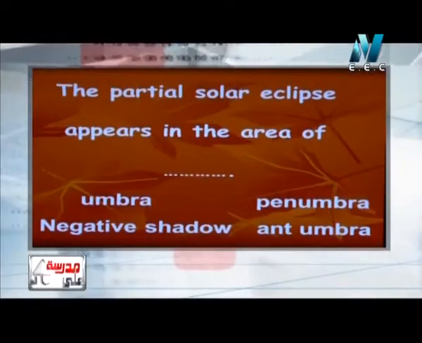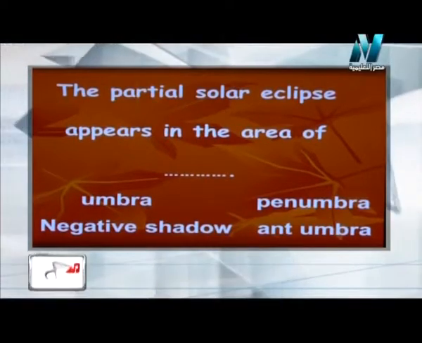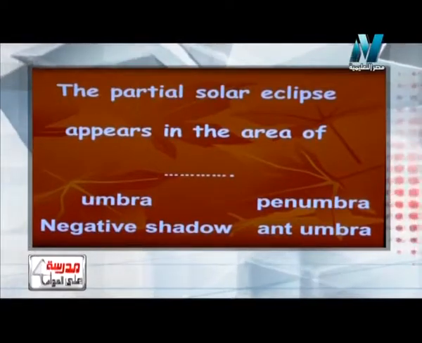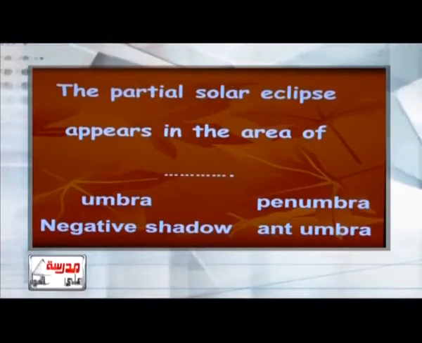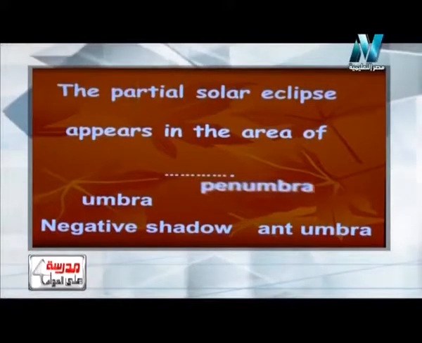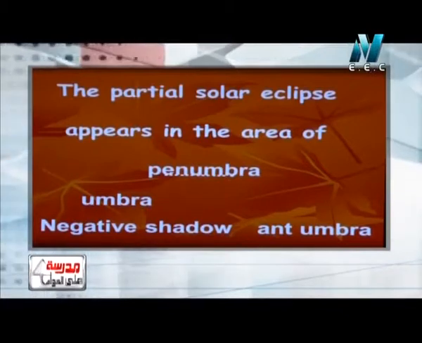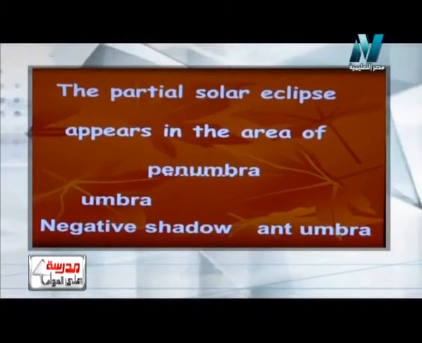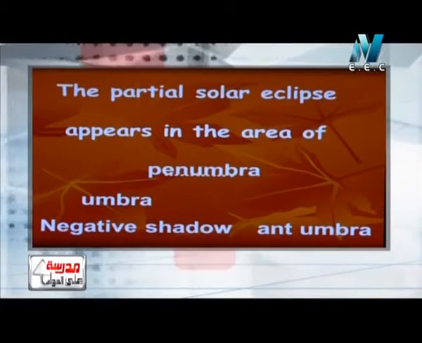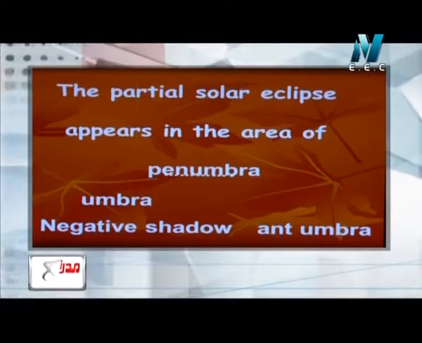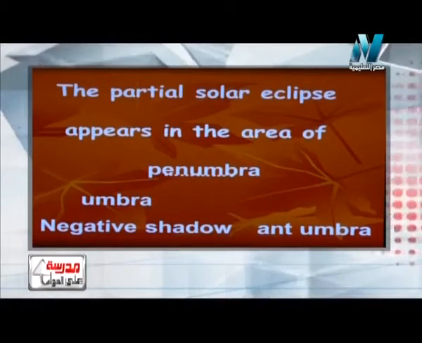Another choose question. The partial solar eclipse appears in the area of: umbra, penumbra, negative shadow, or umbra. We know that partial occurs in the area of penumbra. But what about the total eclipse? Total eclipse occurs in the area of umbra. What about antumbra? Antumbra has the third type of eclipse, which is called the annular eclipse. Again, the partial solar eclipse appears in the area of penumbra, but the total occurs in the area of umbra.